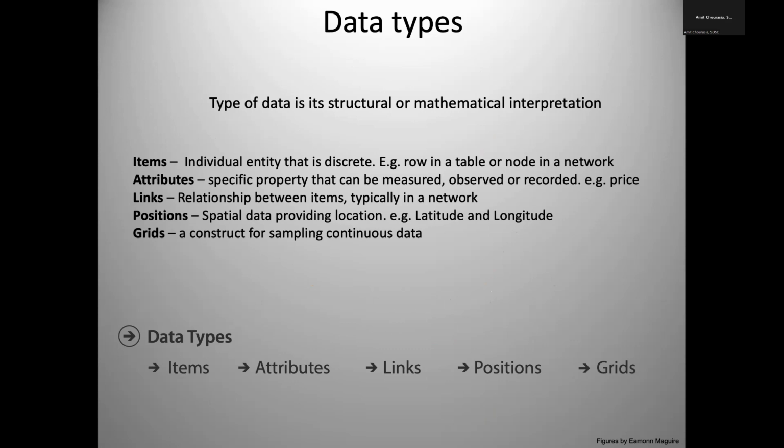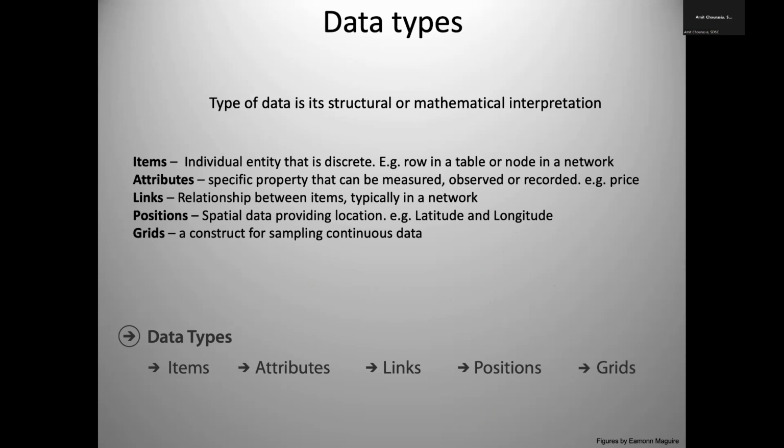Then there can be a position. Let's say you're working with a 2-dimensional grid. Each point is located somewhere in space. Or if you're working with a map, there is a latitude and longitude. So that's a position. And then there can be grids.